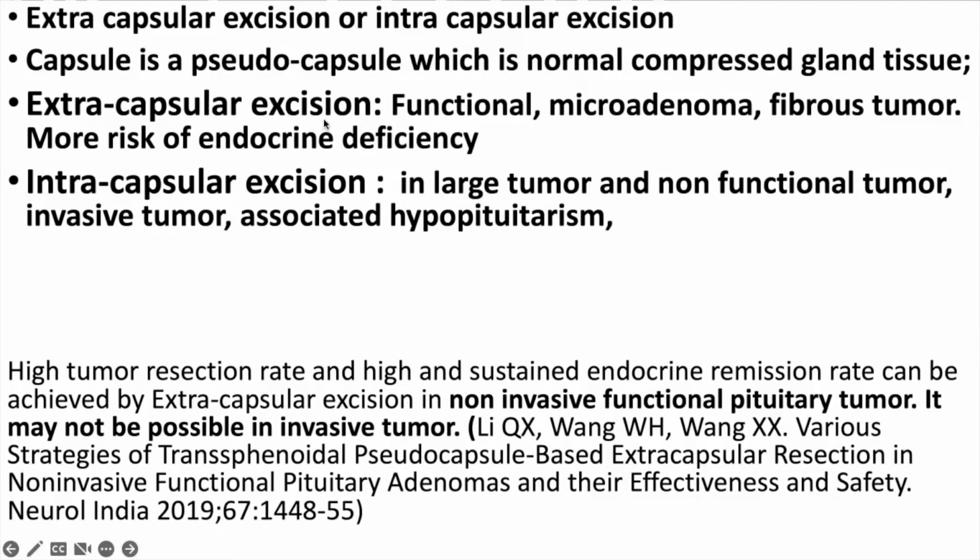Extracapsular excision should be done in functional tumors, microadenomas, fibrous tumors, but there is a more risk of endocrine deficiency, especially if the patient is already having hypopituitarism, because you tend to remove a little bit more normal gland along with the pseudocapsule, which is again the compressed normal gland. But the chances of excision of the tumor are more, so it's good for functional tumors and microadenoma.